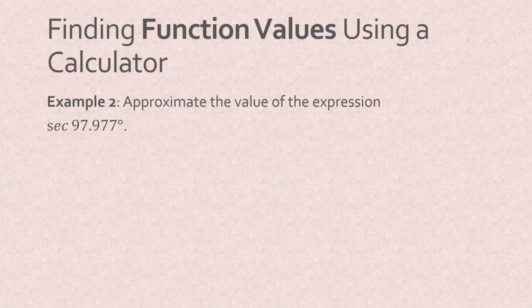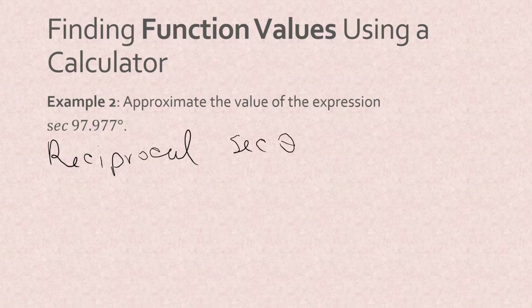Okay, how could this process vary? Well, one variation is that they ask you not about sine, cosine, or tangent, but about one of its reciprocal functions, such as secant. Most of your calculators do not have a secant, cosecant, or cotangent button. So for secant of 97.977 degrees, you first have to use the reciprocal identity that secant of theta is 1 over cosine of theta.